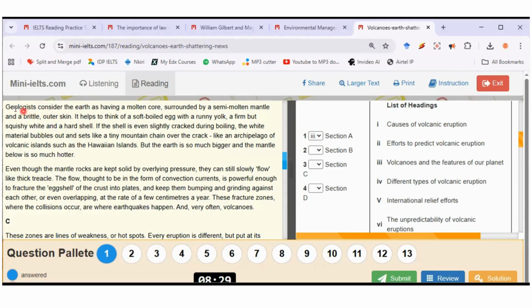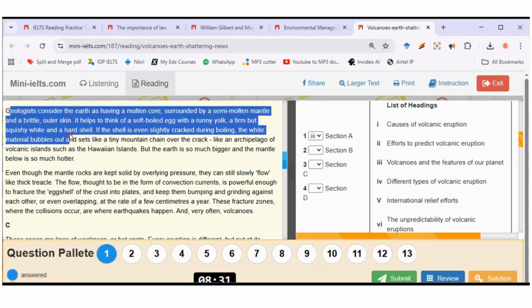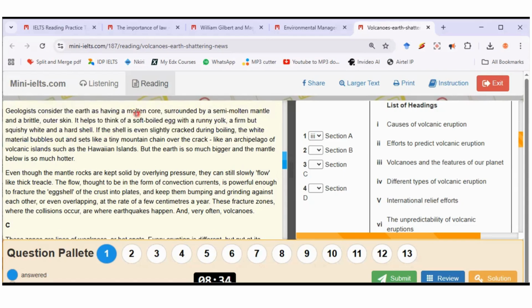First of all, they talked about something on the inside, the core, the molten core that is very, very hot. Look at it, they said it's hotter. The mantle, look at it here, they called it a semi-molten mantle. Okay, they said that that mantle is hotter. That's the inside of the earth.